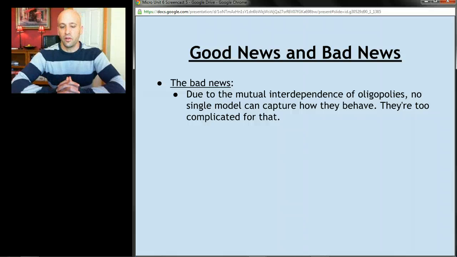Let's start with the bad news. The bad news about oligopolies, or maybe it's good news for you, is that due to the mutual interdependence of oligopolies, the fact that their decision making is a function not just of what they're thinking about, but what their competitors are thinking about, no single model can really capture how it is that they behave. They're way too complicated for that.